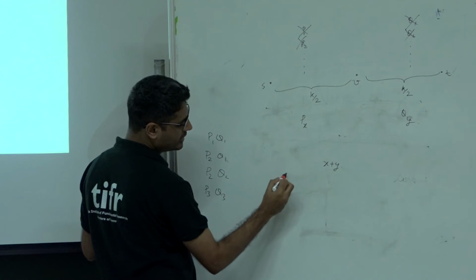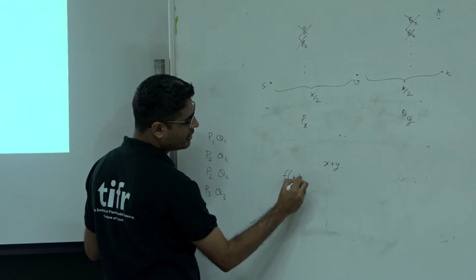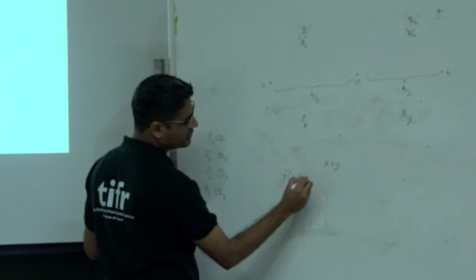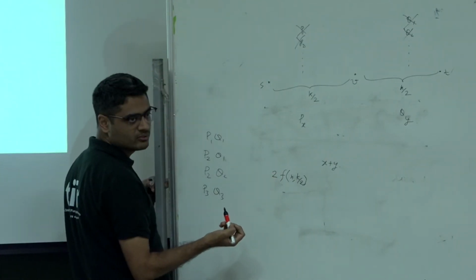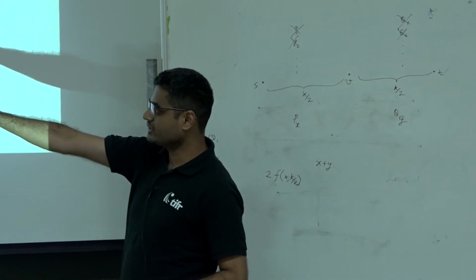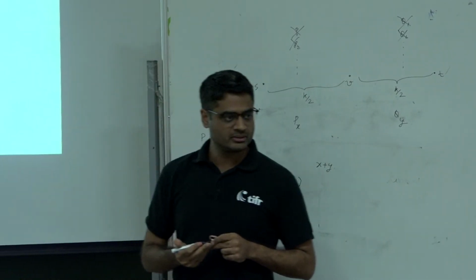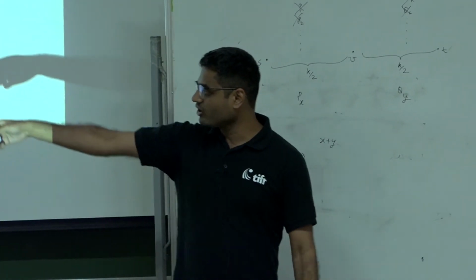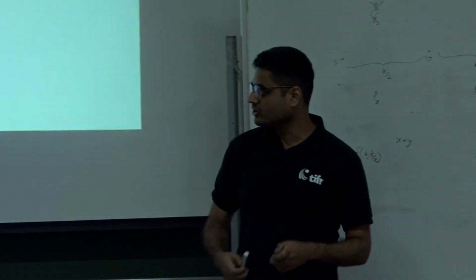So by induction, if this is f of n comma k by 2, the total is twice f of n comma k by 2. And this was for a fixed vertex V, and there are at most n vertices, so there is a factor of n multiplied over. Okay. So you just evaluate this recurrence at f of n comma k and you get the quasi-polynomial bound.